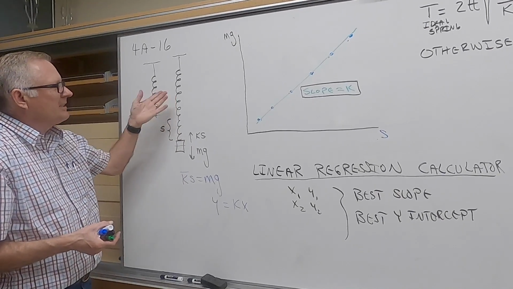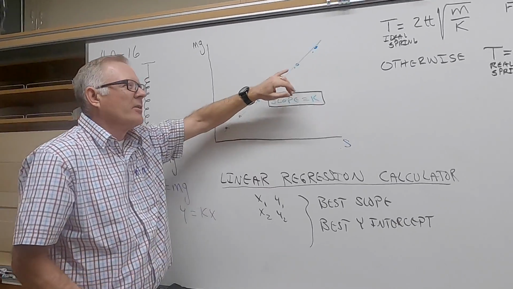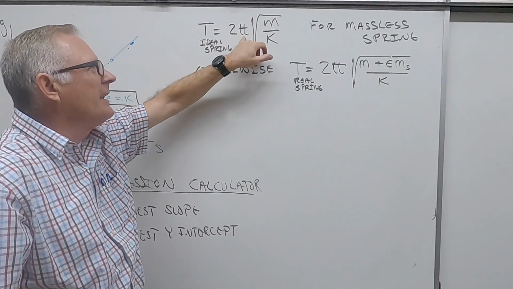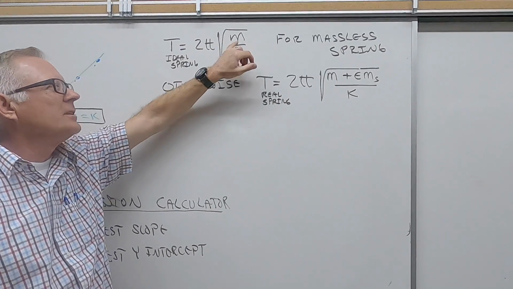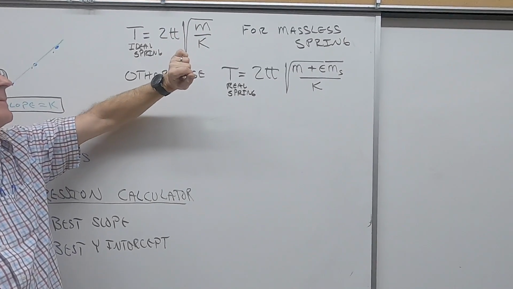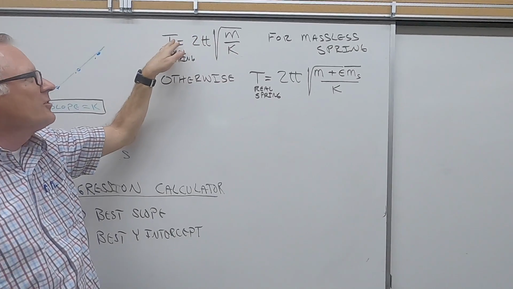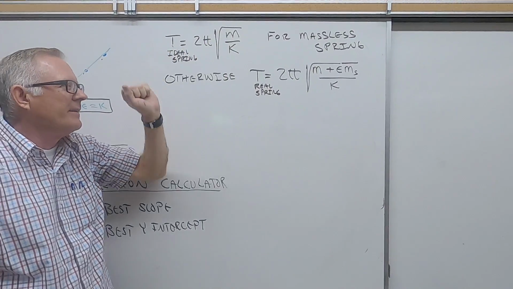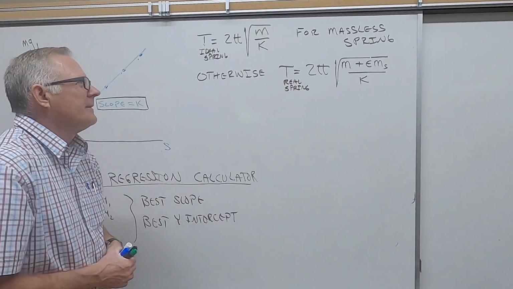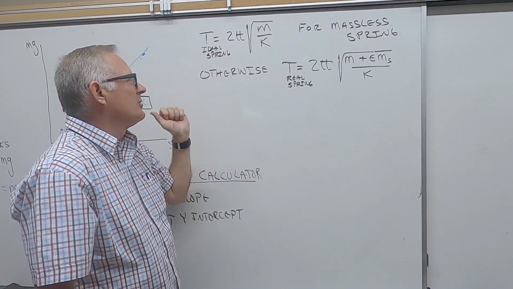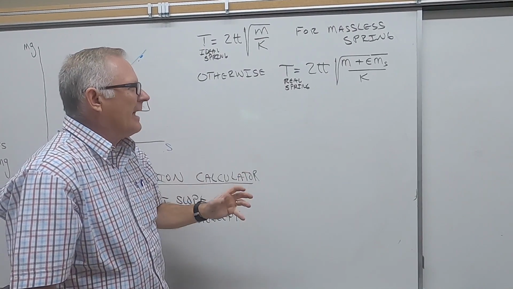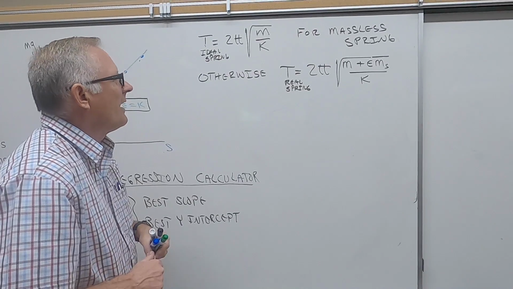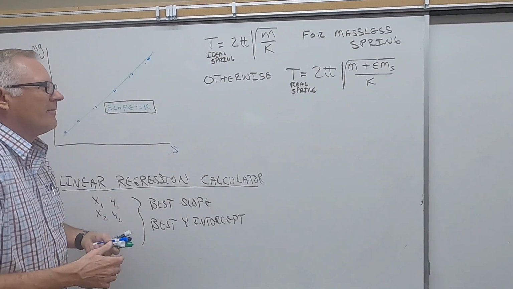But for a massless spring, for an ideal spring, the period is given by 2 pi times the square root of the mass of the object over k. And so hopefully if we can measure the time and measure the mass of the object, we can get k this way. But this is for an ideal spring. We have springs that have mass. And so how do we handle it when the spring does have mass?